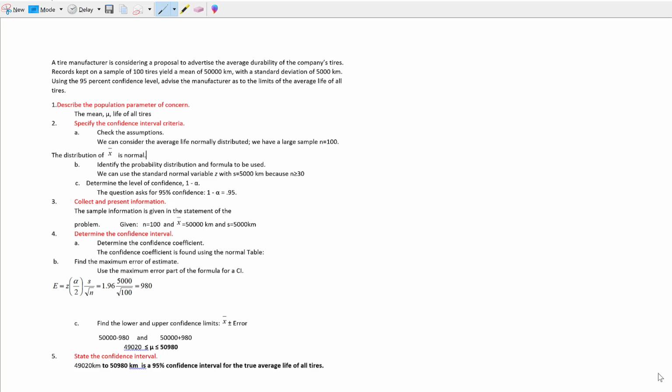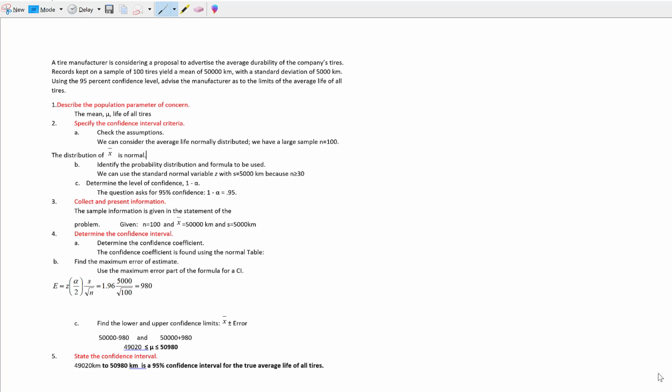We need to identify the probability distribution and formula to be used. We can use the standard normal variable z with a standard deviation for the sample of 5,000 kilometers because we have a large sample with n larger than 30. So we can use the standard deviation of our sample when we calculate the error. Once more, we can do this because we have a large sample where n is larger than 30.